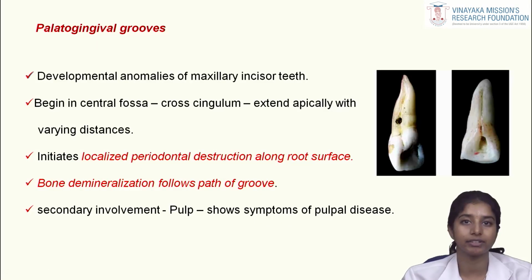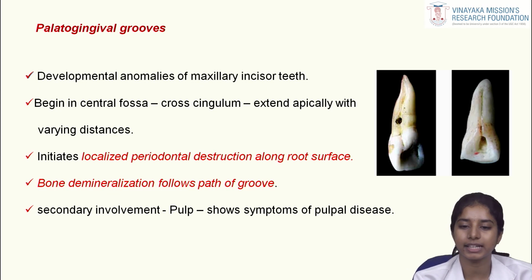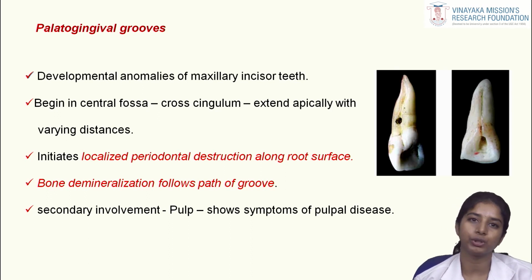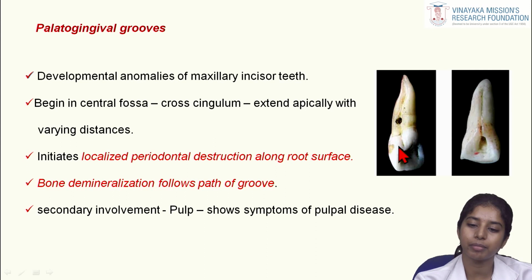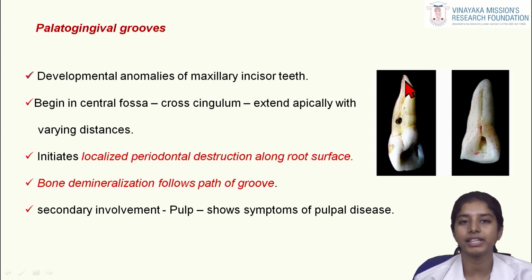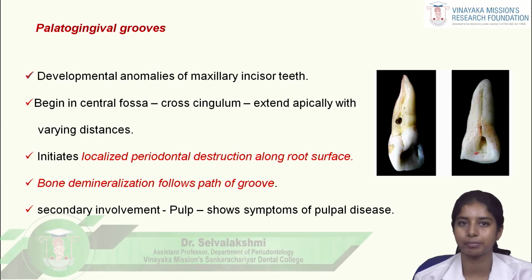Then we have palatogingival grooves, which are developmental anomalies of the maxillary incisor tooth. They begin in the central fossa, cross the cingulum, and extend apically with varying distances. These grooves initiate localized periodontal destruction along the root surface, and bone demineralization follows the path of the groove. In cases of secondary involvement of the pulp, it shows symptoms of pulpal diseases.